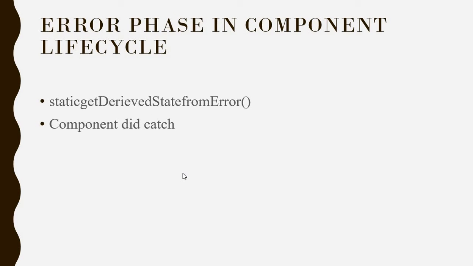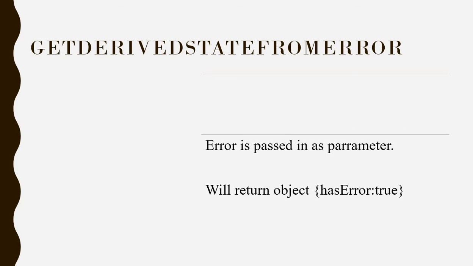In the error phase, there are two methods present. One is getDerivedStateFromError, and the other one is componentDidCatch. getDerivedStateFromError is static, whereas componentDidCatch is an instance method. Let me take a look at getDerivedStateFromError. The getDerivedStateFromError method takes error as a parameter. What is this error all about?